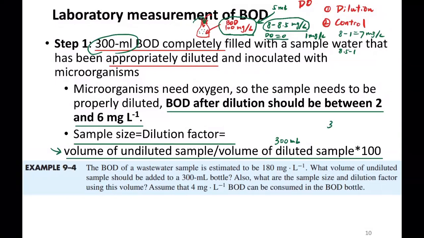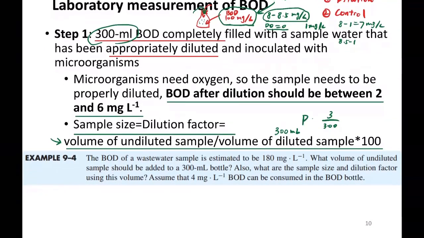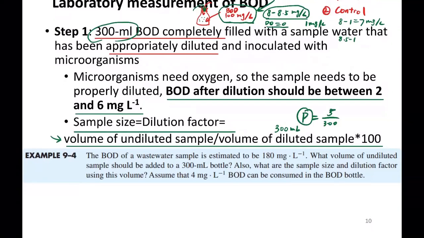Then what we have is 5 divided by 300 is going to be equal to the sample size or the dilution ratio. And we also call this P. P is equal to 5 divided by 300. So it depends on what sample volume you really take from the wastewater, right?